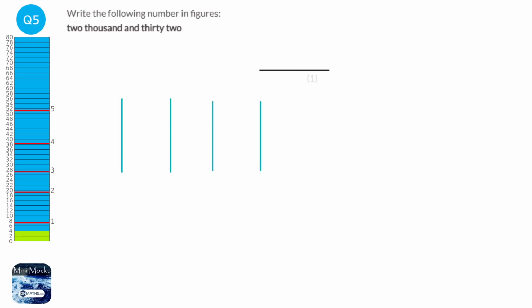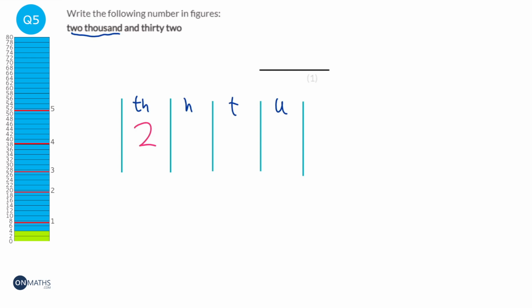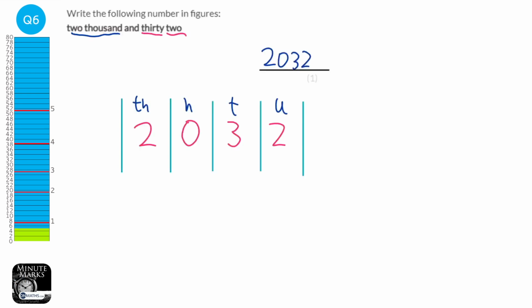So we can draw out our place value grid to help us out with this question. And we've got thousands, hundreds, tens and units. So we'll need another one there. So thousands go here, hundreds here, tens here, and then units here. So this says 2,000, so a 2 will go in the thousands column, 30, so that'll be a 3 there, and 2. So we need to fill in a 0 here to keep that 2 as 2,000, otherwise that would collapse and it'd become 232. So the answer is 2032.